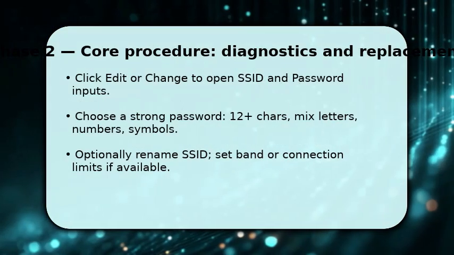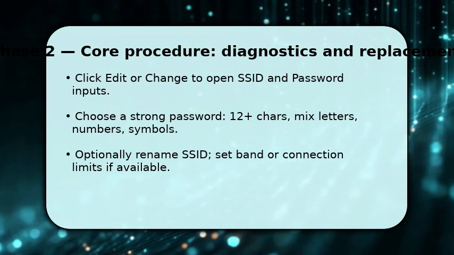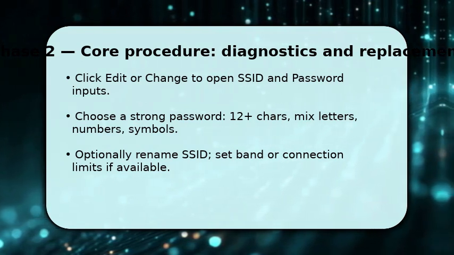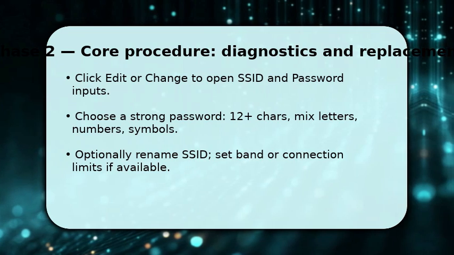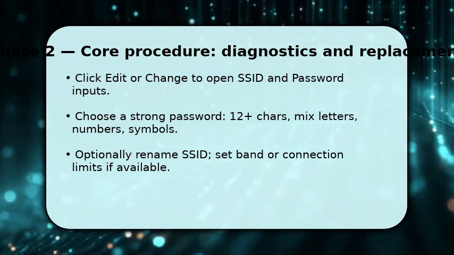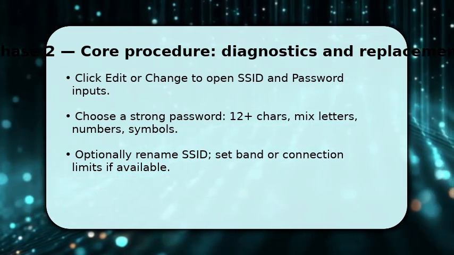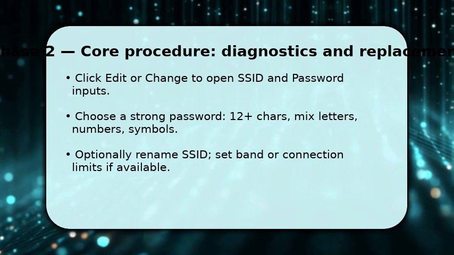Once done, click Edit or the Change button to open the SSID and password inputs. Type a new password. Aim for 12 or more characters with letters, numbers, and symbols. That reduces brute force risk. You can also rename the SSID to something clear but not personally identifiable. Make sure to apply or save changes.